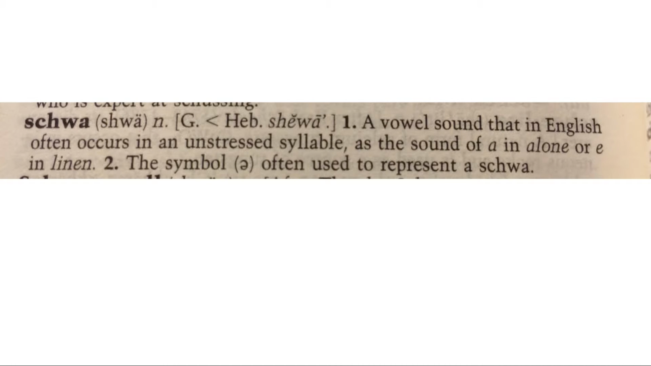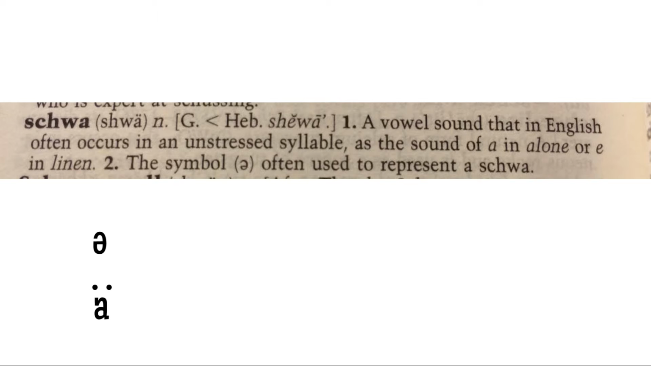Here's the definition for schwa. And we have 2 different definitions here. That's why we have part 1 and then part 2 split up with those different numbers. First, it's a vowel sound that in English often occurs in an unstressed syllable, as the sound of A in alone, or the E in linen. The symbol, that upside down E, oh, it's almost like I put this here on purpose, is often used to represent a schwa. So, let's talk really quickly about a pronunciation trick.